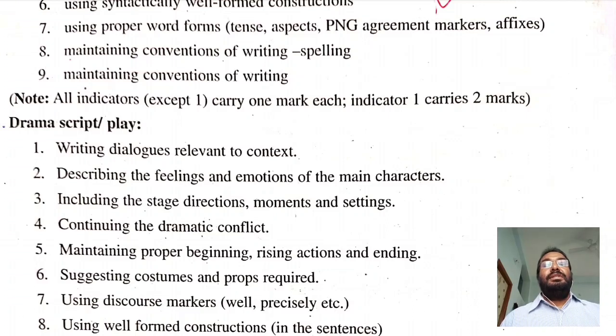And the fourth one is drama script. First one is dialogues, and that should be relevant to the context. Second one is describing the feelings and emotions of the main characters, and there should be stage directions, movements and settings, and the continuation of the dramatic conflict. There should be a conflict and it should be resolved, and that should be maintained. Then only the reader or the one who is watching will be ready to see it.